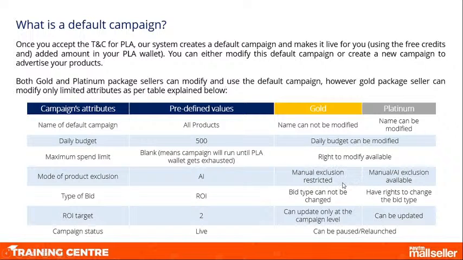Gold members cannot exclude the products manually. However, platinum members can exclude the products manually from the campaign. The type of bid cannot be changed for the gold members. Platinum members have the right to change the bid type. And ROI target can be updated only at a campaign level by the gold members, while the platinum members can update the ROI target at all levels, category or product. And both gold and platinum members have the right to pause or relaunch the campaign. So let us discuss these in detail.